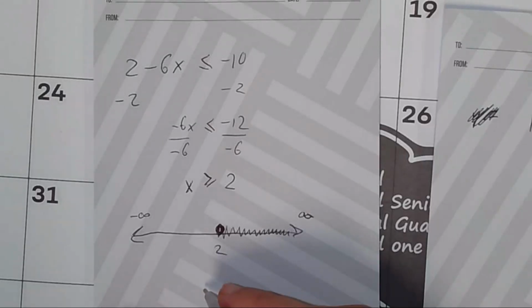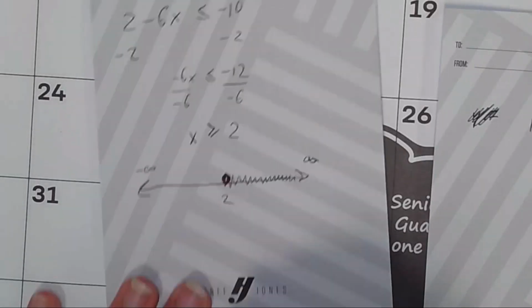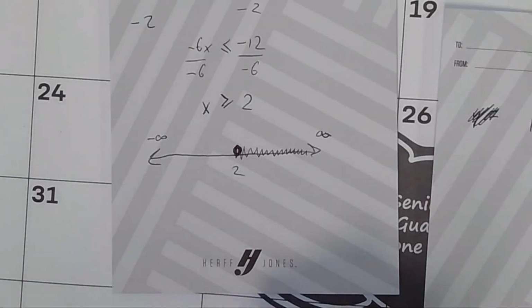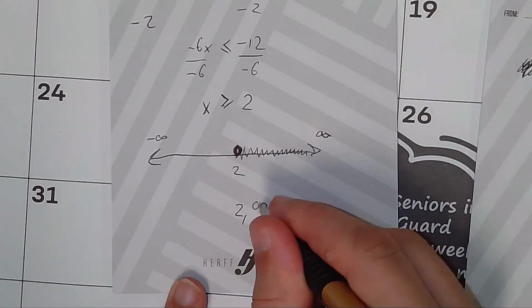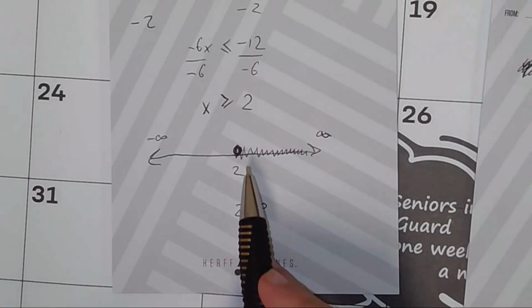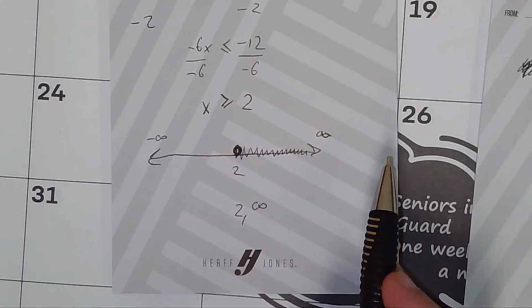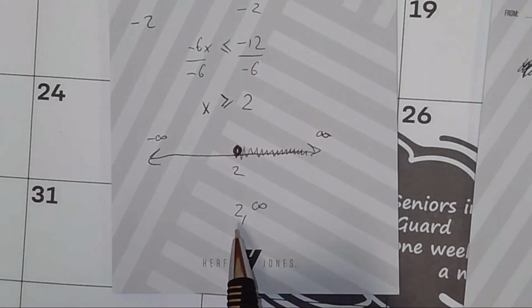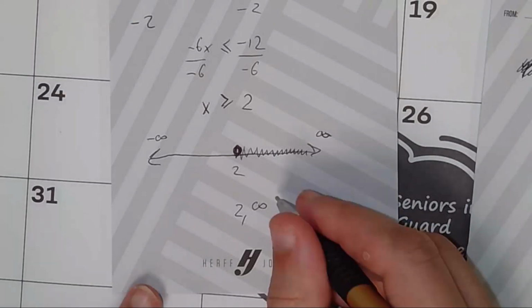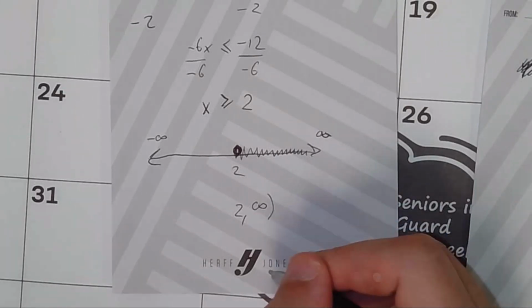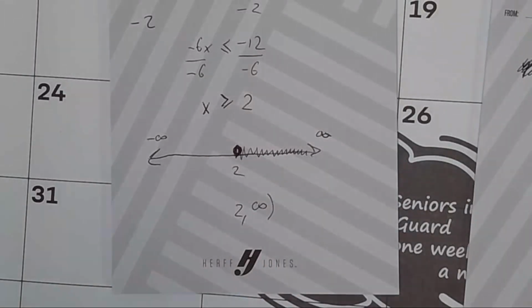I'm going to write it almost like an ordered pair. Let me move this up just a little bit. I write 2 comma infinity because I'm just reading from left to right on my number line. 2 is like the smallest number it can ever be, and then it goes on towards infinity all the way out to the right forever. Now the infinity symbol always has a parenthesis around it because infinity is not actually a number, so we don't include it in our solution interval.